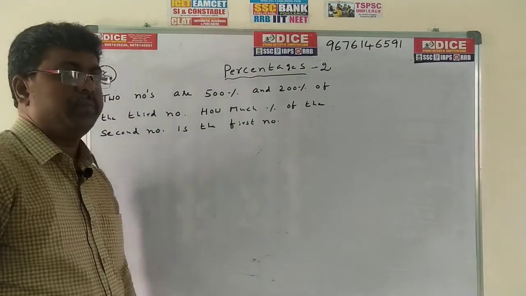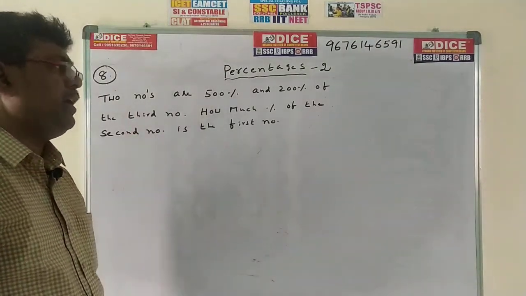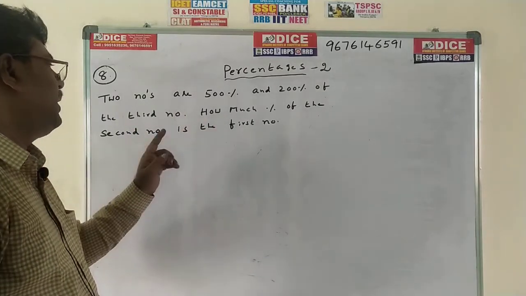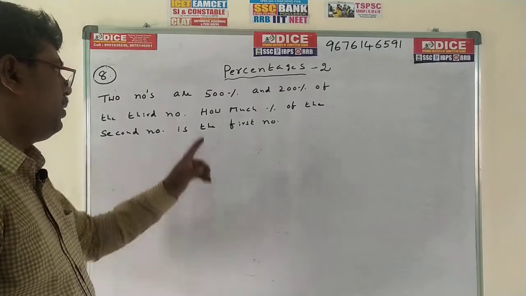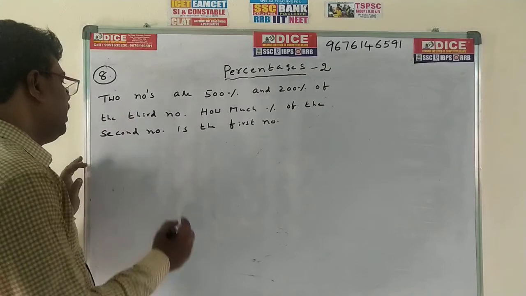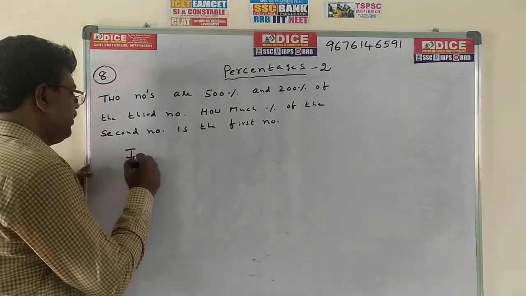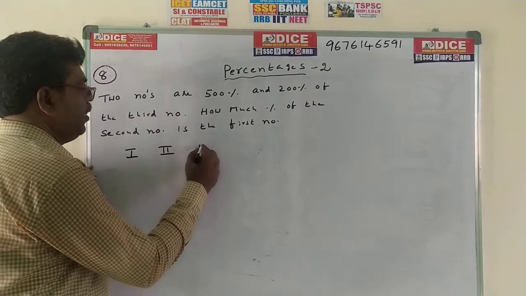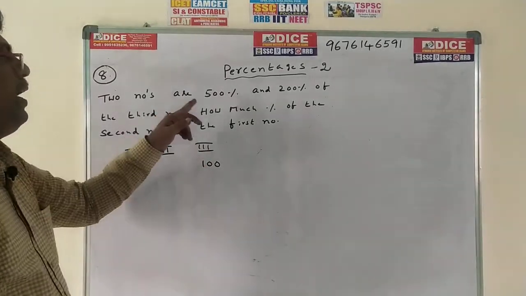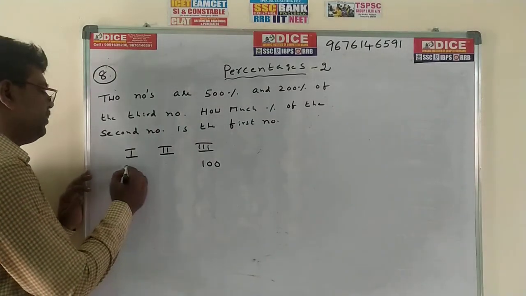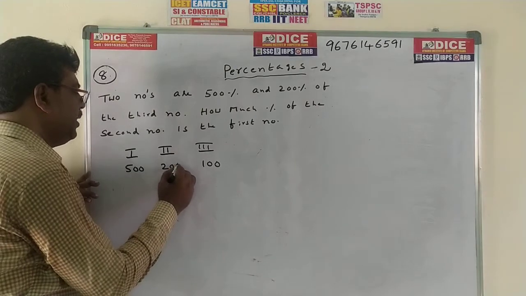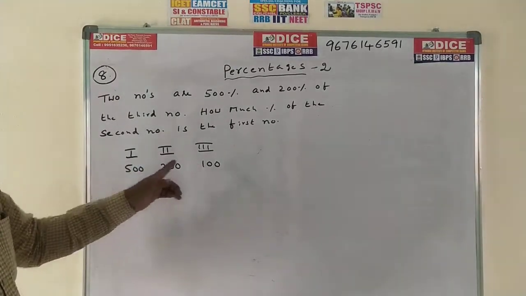Now come to the next problem. Two numbers are 500% and 200% of a third number. How much percent of the second number is the first number? So now we have three numbers: first number, second number, third number. Let us assume the third number as 100. 500% is nothing but 500, and 200% means the second number is 200. The numbers are 100, 200, 500.